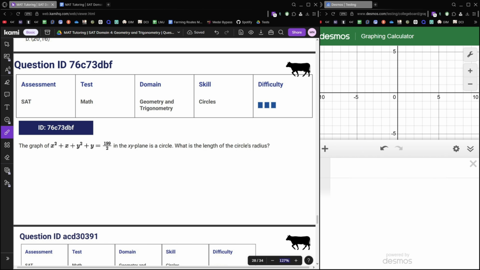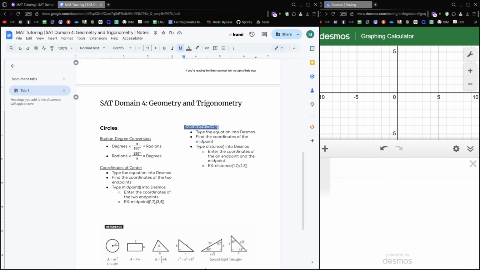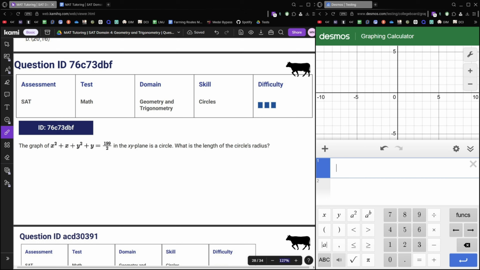Let's take a quick look at the notes. Here is the radius of a circle. And just like before, you're going to type the equation into Desmos and find the midpoint. Let's go ahead and do that.